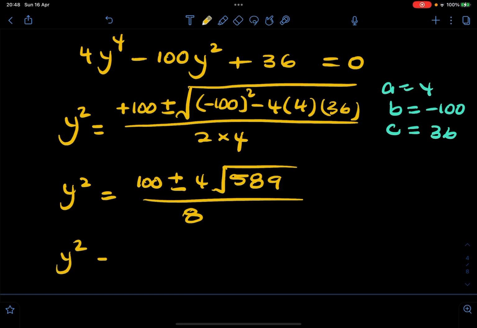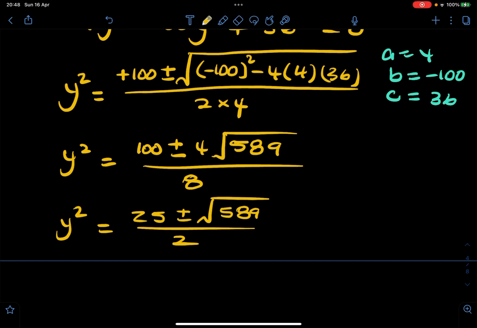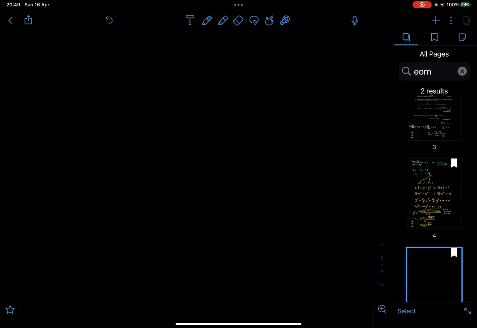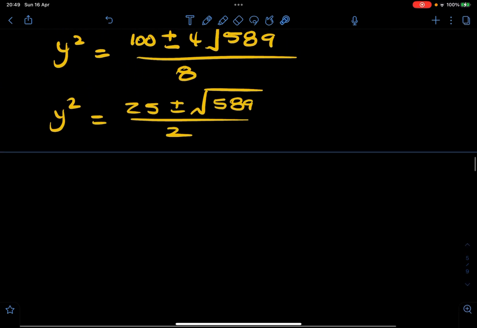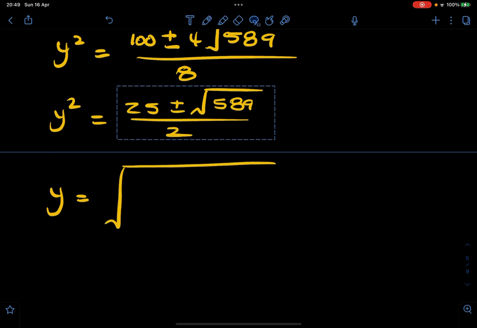So y squared is 25 plus or minus square root of 589 over 2. So basically, I divided numerator and denominator by 4. So that's my final answer for y squared. y would be a square root of that. So y would be the square root of what we just found.